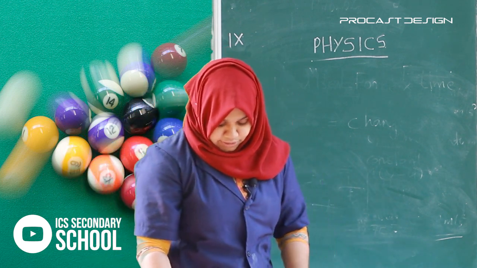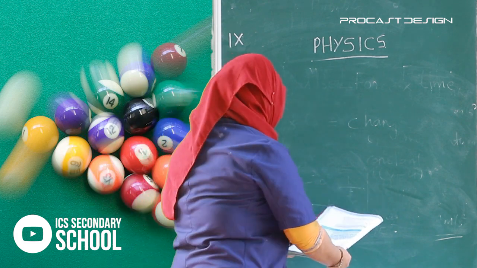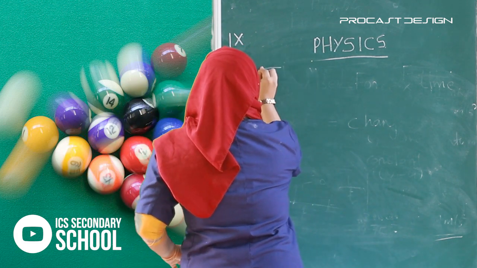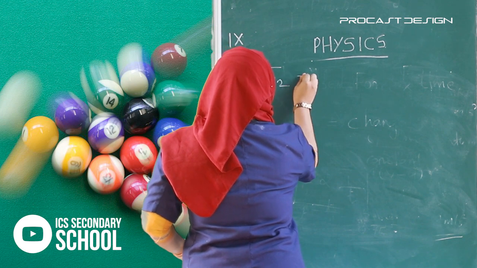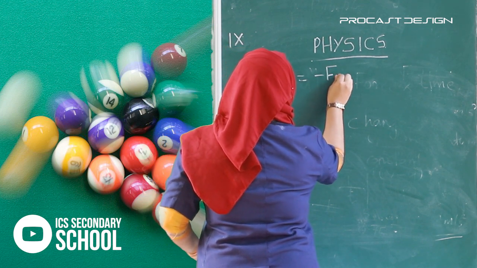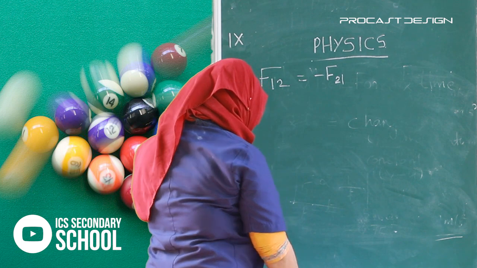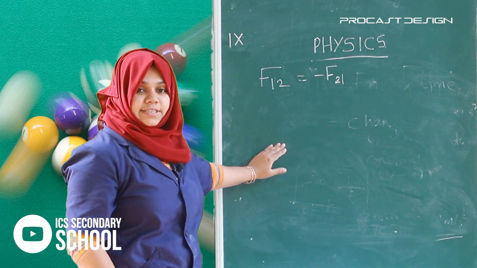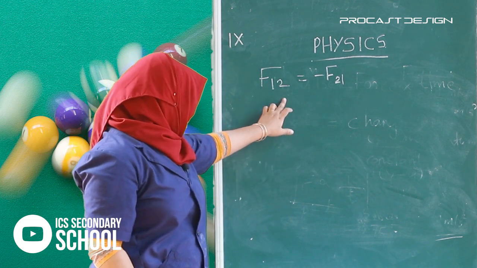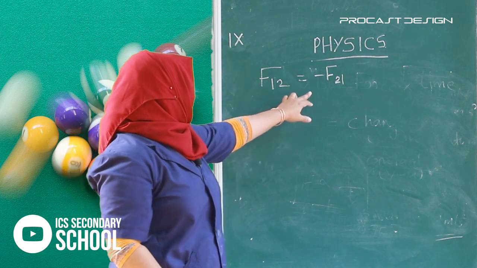Now according to Newton's third law of motion, we can write F12 is equal to minus F21. F12 is the force exerted on the first object by the second object.